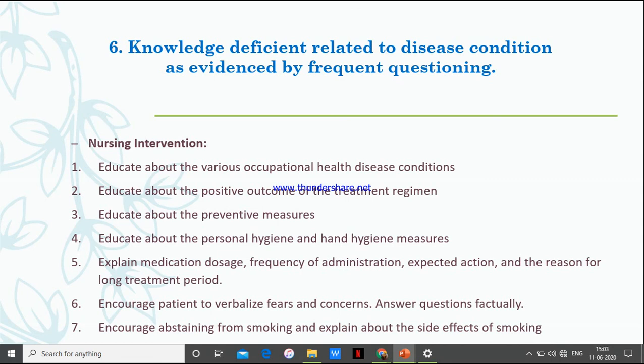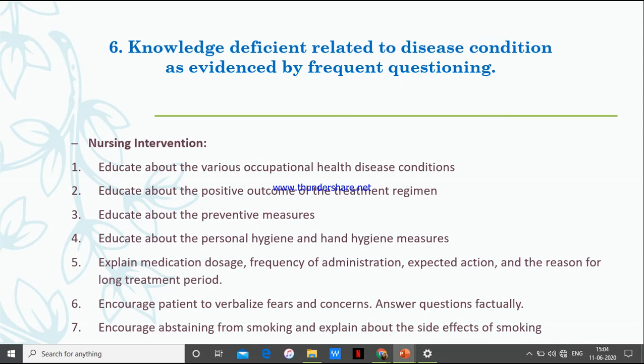Next is knowledge deficit related to disease condition as evidenced by frequent questioning. The workers there are very anxious when they have symptoms of occupational health diseases, like difficulty in breathing, nausea, vomiting, or wheezing and rhonchi breath sounds. So they will be anxious and will ask many questions of the healthcare providers. As a nurse, we have to educate them about the various occupational health disease conditions.